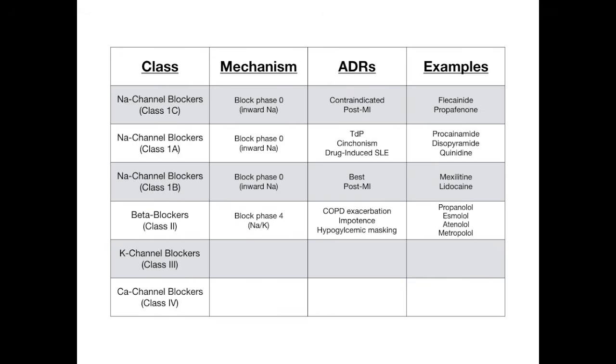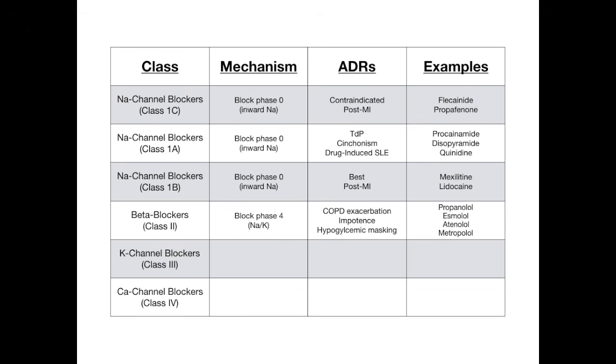But let's fill in our chart. Beta blockers are pretty simple. They block phase 4, which is your sodium-potassium baseline leak current. It causes COPD exacerbation, impotence, and hypoglycemic masking. That one's really, really high yield. So know that if someone's hypoglycemic but they're on a beta blocker, it can mask the symptoms of it. This is why in an overdose of beta blocker, you actually give glucagon. Examples are anything that ends in OLOL.